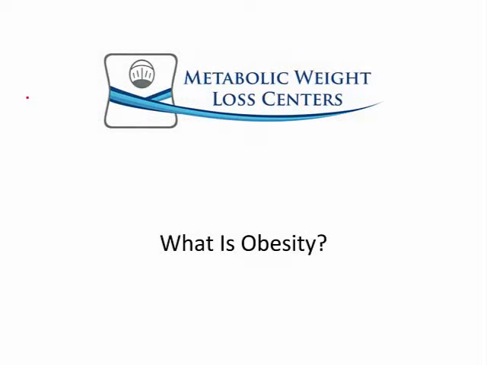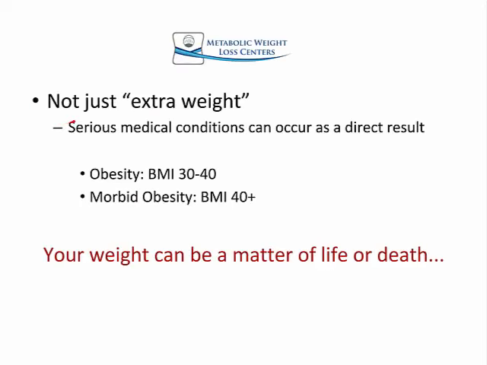In this info bit, I'd like to take a few minutes to talk about the disease of obesity and how we define it. Obesity is not just extra weight, it's the point at which a patient can start to experience really serious medical conditions as a direct result of excess weight. We define obesity clinically as having a body mass index of 30 to 40, and we define morbid obesity as patients who have a BMI over 40. Morbid basically just means that this is a point at which your weight can really become a matter of life or death.